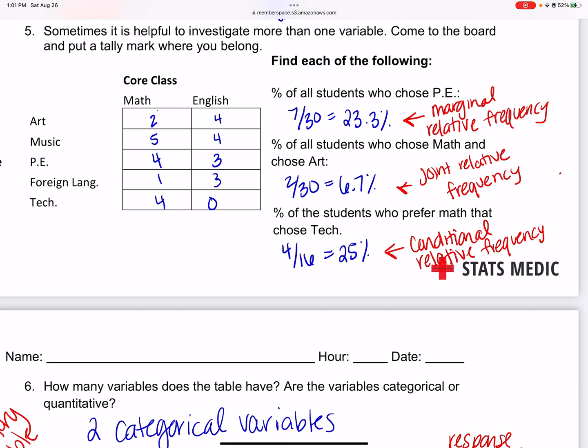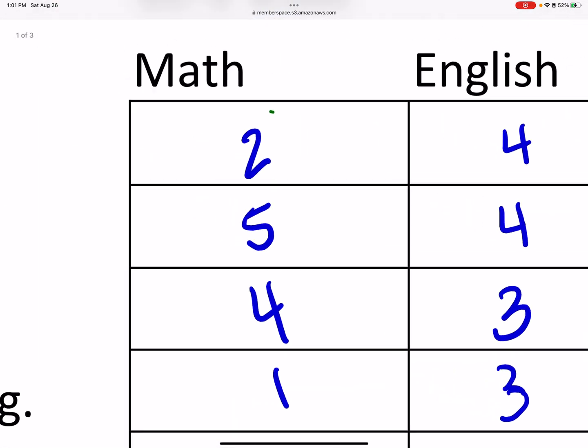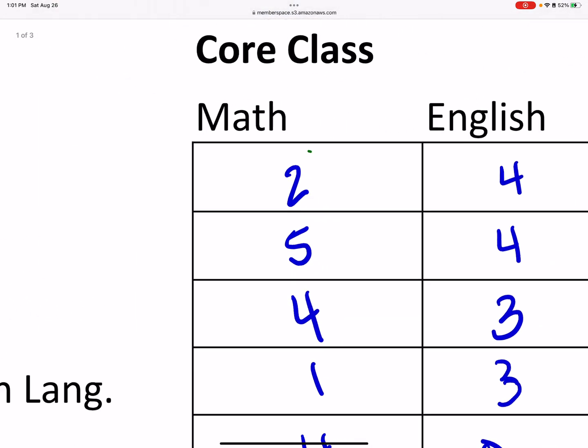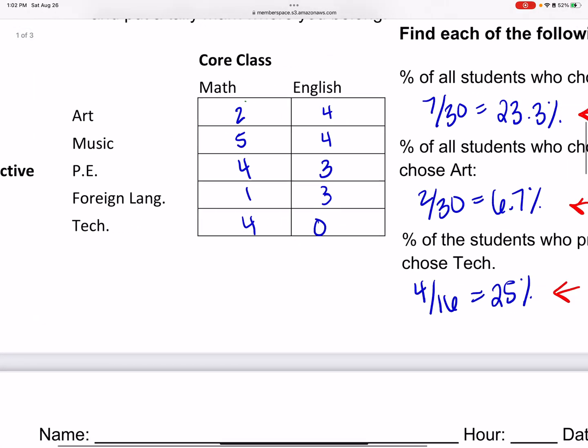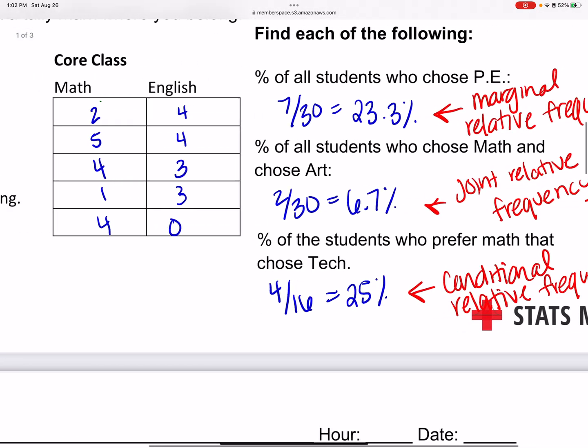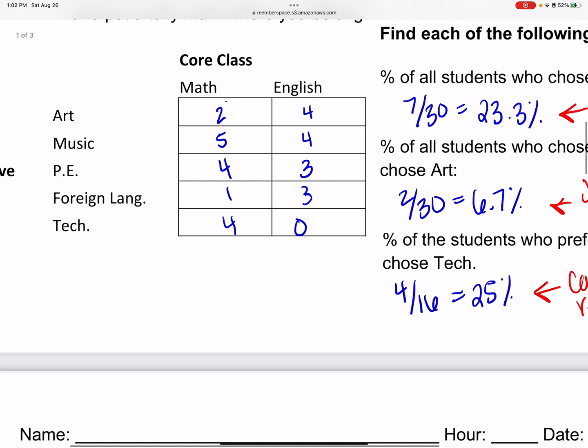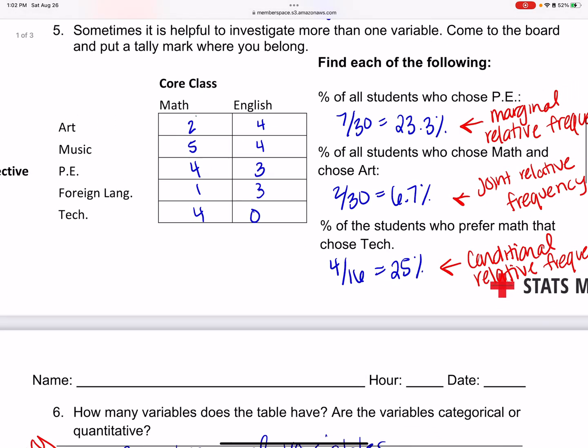So the second question asks, what's the percent of all students who chose math and art? So math and art is right there. Math and art, 2. And so math and art is 2 over all of them, and that's called joint relative frequency. So the joint relative frequency of music and English would be where music and English overlap, which is that 4 over 30, and so forth and so on.